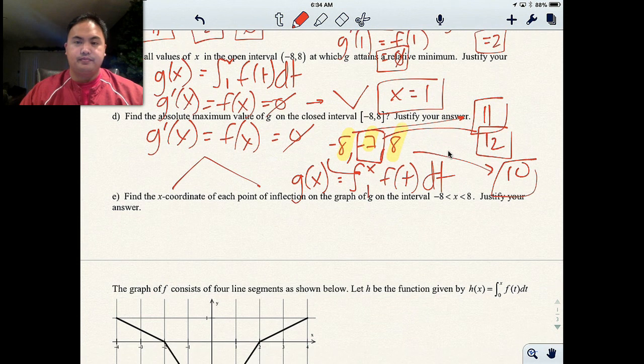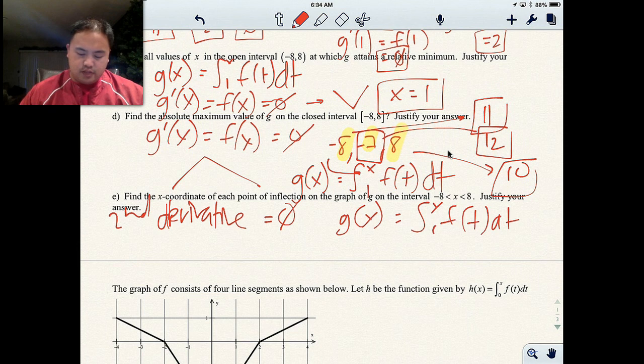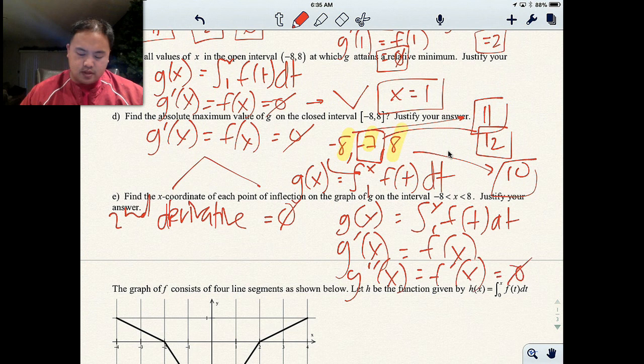And the last question says, where are my points of inflection? What do you know about points of inflection? Points of inflection are when the double derivative, or I'll do second derivative, you set it equal to 0. Okay? So let's do this again, just to refresh your memory. G of x is this little thing. G prime of x is just plugging in x for f. G double prime of x is f prime of x. And I need to set that equal to 0 to find my points of inflection.